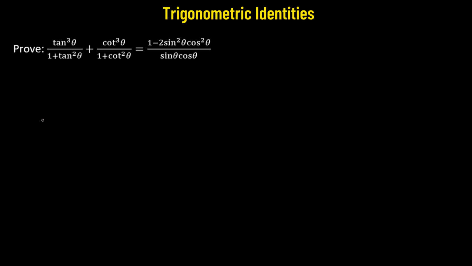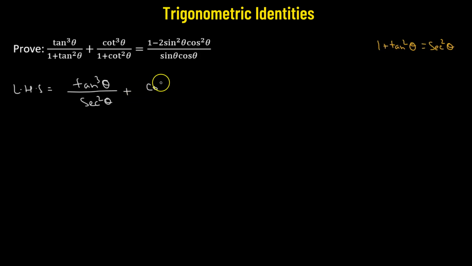So let's prove the following. We'll start from the left hand side of the given expression. On the left hand side we have tangent cubed theta divided by 1 plus tangent squared theta. Now 1 plus tangent squared theta is a standard identity given by secant squared theta. So that means in our denominator we're going to have secant squared theta.